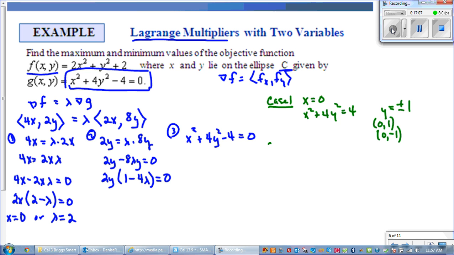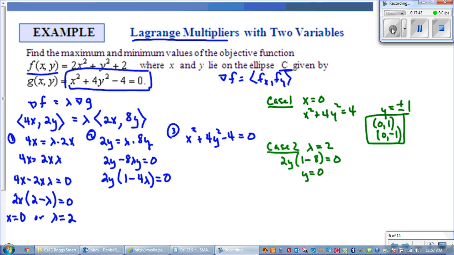Now case 2. All three of these equations have to be true, so the first one must be true. So either x is 0 or lambda is 2. If lambda is 2, the third equation doesn't give us any information. If lambda is 2, though, the second equation would say that 2y times (1 minus 8) is equal to 0. So that means negative 14y is 0. That means that y has to be 0.